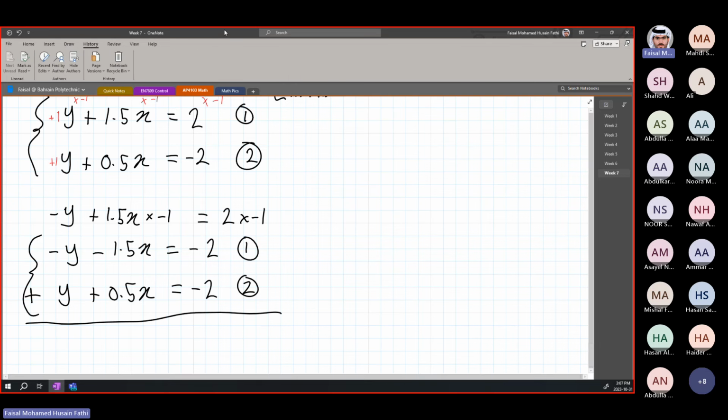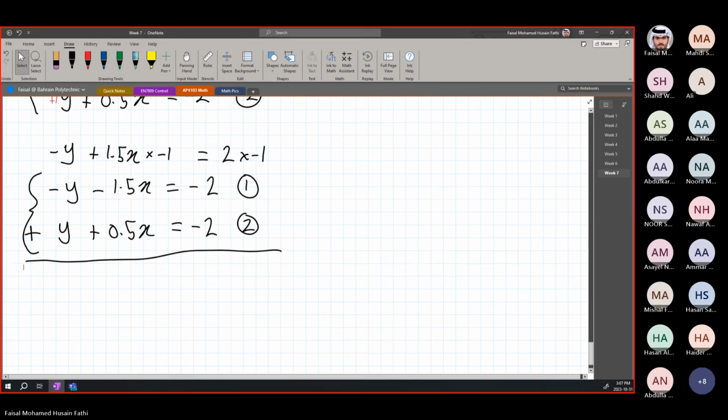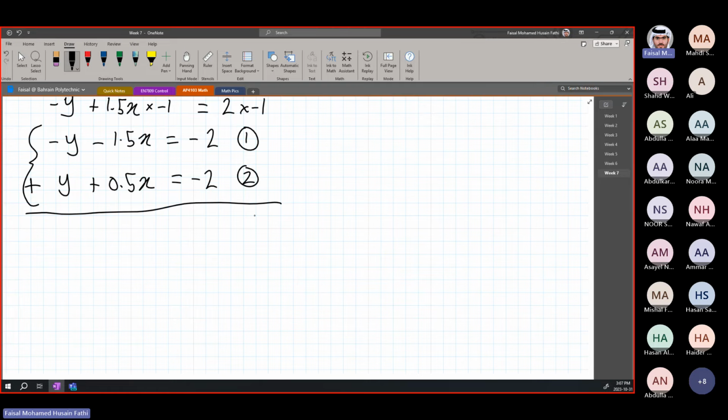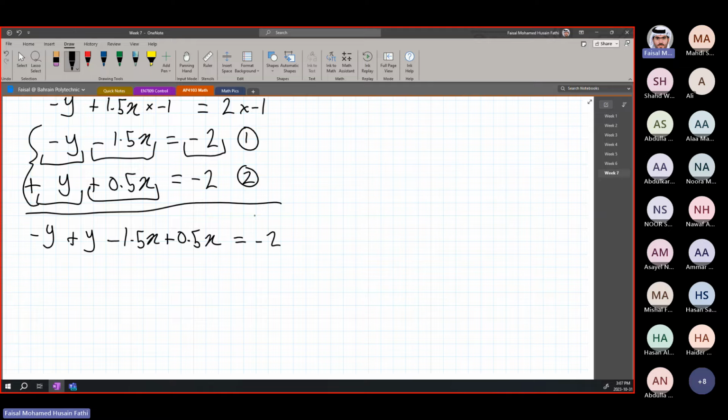Again, when adding, we're going to go step by step. So -y plus y. We first write the first term, -y, then plus y. Then keep the sign. Don't forget the sign. Minus 1.5x. And we'll go to the next one. Plus 0.5x is equal to, we'll take this, -2. Minus, because we're going to take the sign, 2. Minus y plus y is going to be equal to 0.